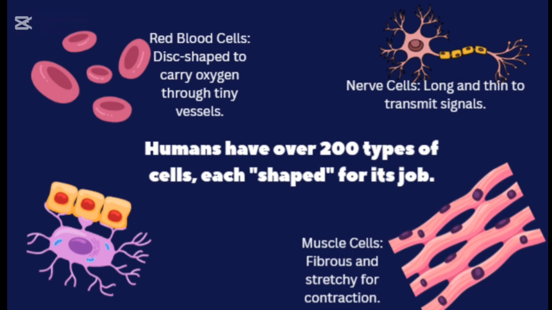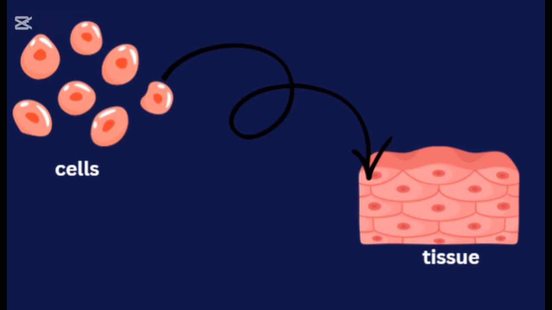Or for example, the nerve cells. They look like long wires or trees. But why? Because they have to send electrical signals, electrical messages from your toe all the way to your brain. And the muscle cells, they are stretchy and fibrous. They act like a rubber band so you can move your arms and legs. From cells to tissue.